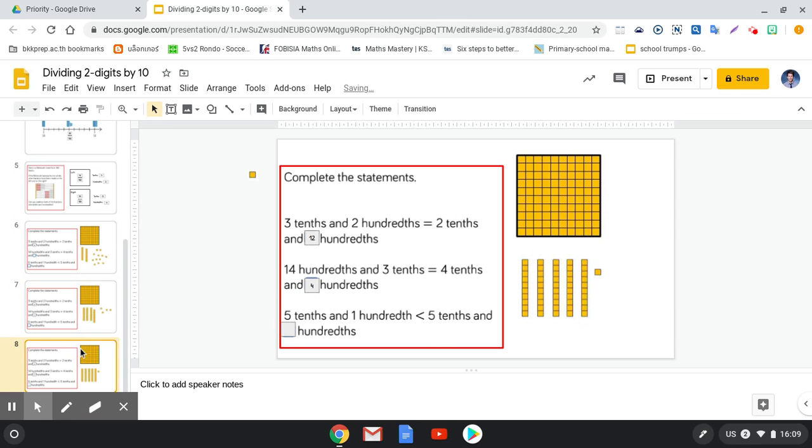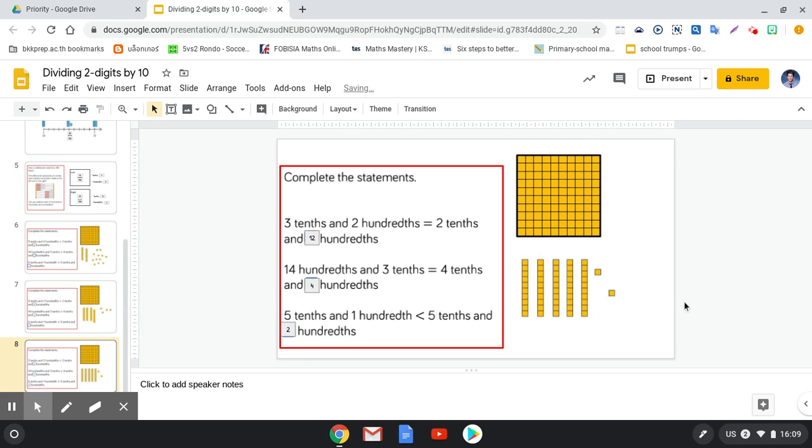This last one's a little bit different because it hasn't got an equal sign. It's got a smaller than sign. So 5 tenths and 1 hundredth is smaller than 5 tenths and a certain amount of hundredths. Well, if I just add 1 hundredth, that will complete the statement, because 5 tenths and 1 hundredth is smaller than 5 tenths and 2 hundredths.